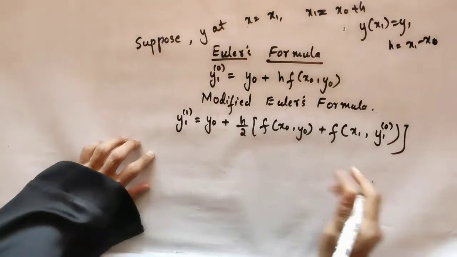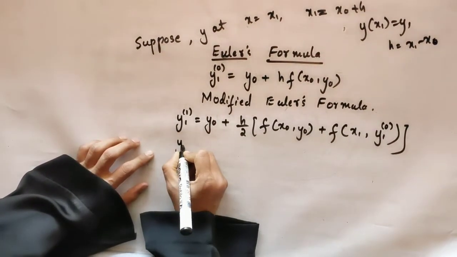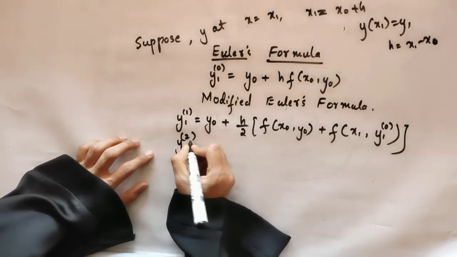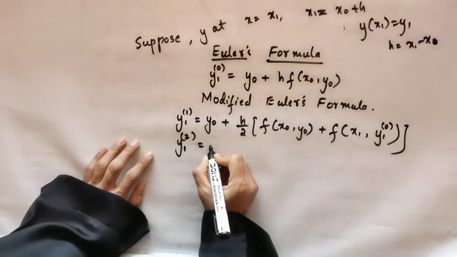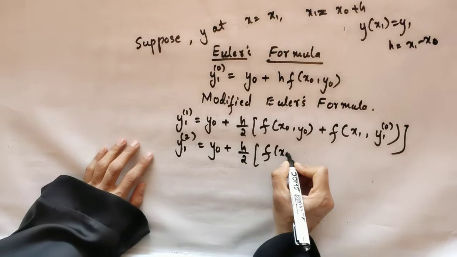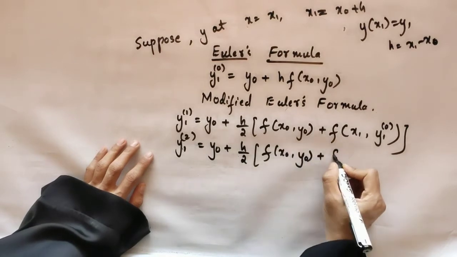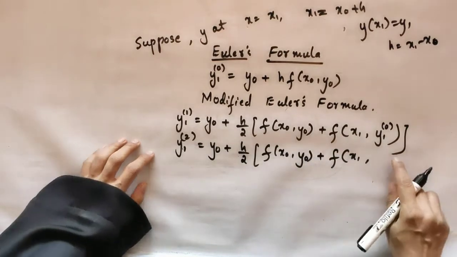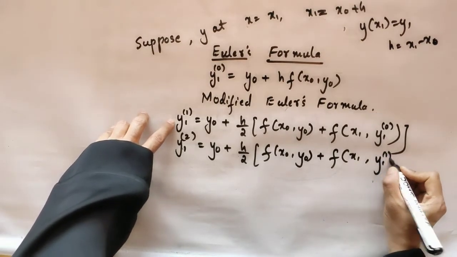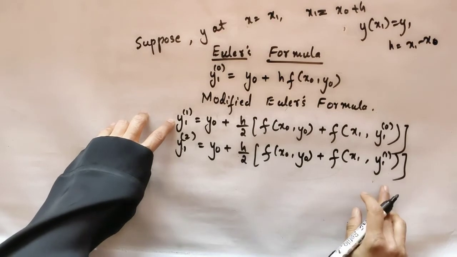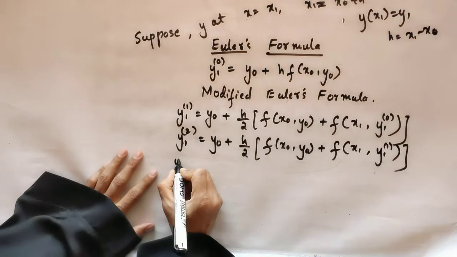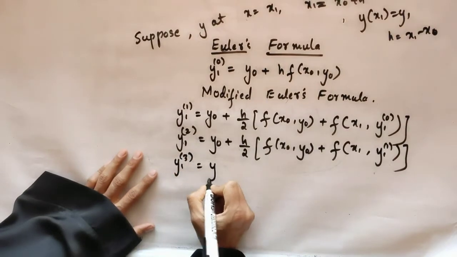Now similarly, once you evaluate this, you are going to work for y1 second approximated value, y1 second approximation, which is y0 plus h divided by 2, f of x0, y0 plus f of x1 comma, the y1 first approximation you had evaluated recently, you are going to use it here. Like this, x1 comma y1 first approximation. Similarly, y1 third approximation also you can evaluate.